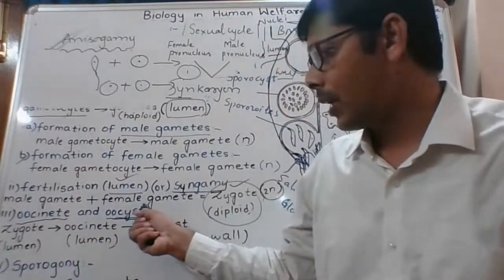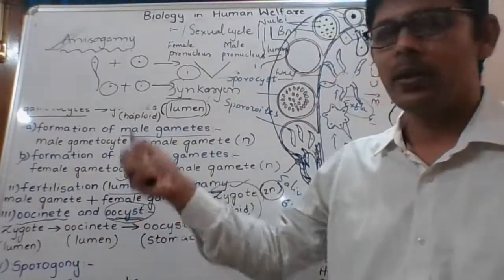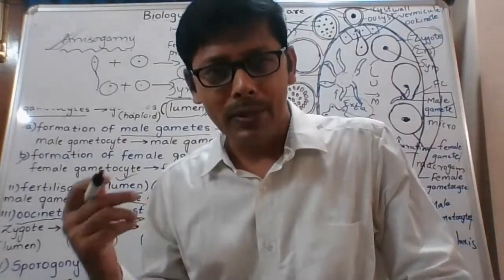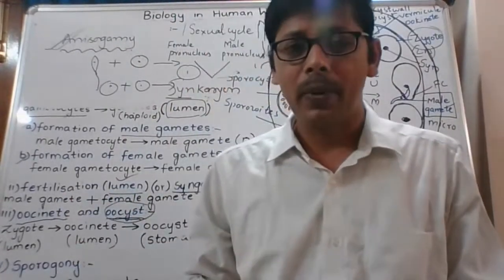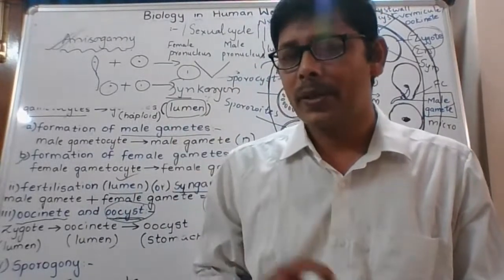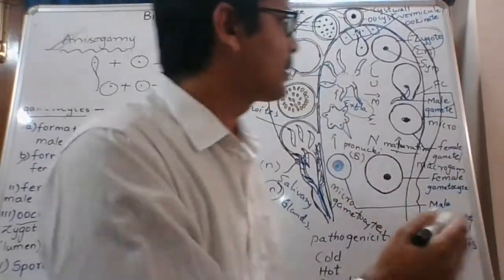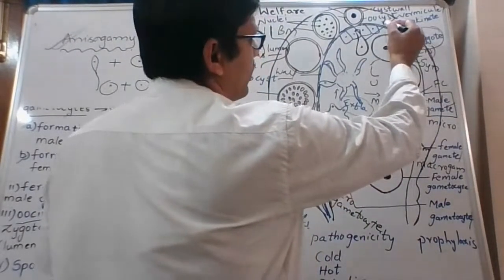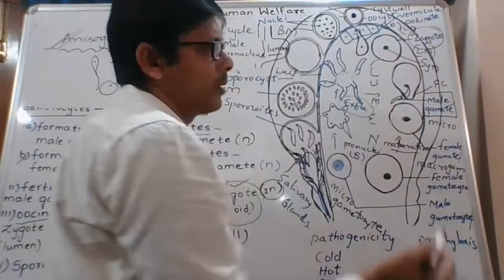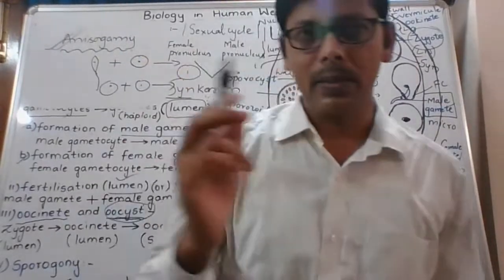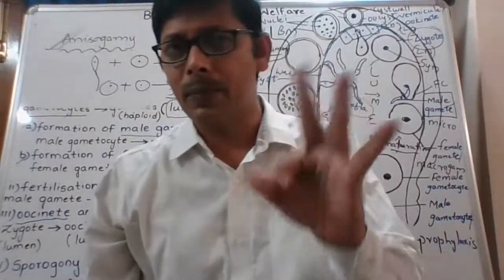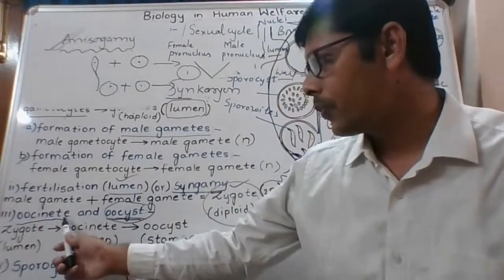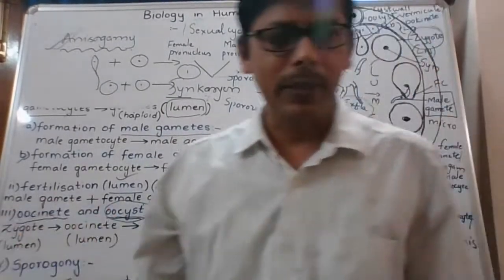Okay, that structure, the one I told you about that day, is this oocyst. Oocyst is also a diploid structure. Zygote is the first diploid stage. Ookinete is also a diploid stage. Oocyst is also in diploid condition. These all are diploid stages. Okay, with this third step completed, what is the third step? Formation of ookinete and oocyst completed.